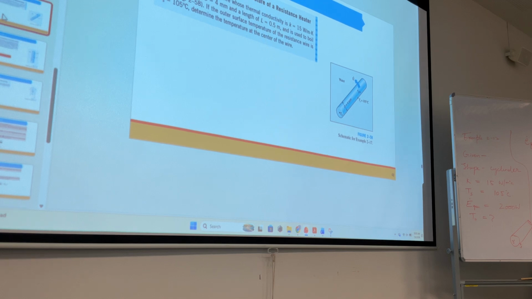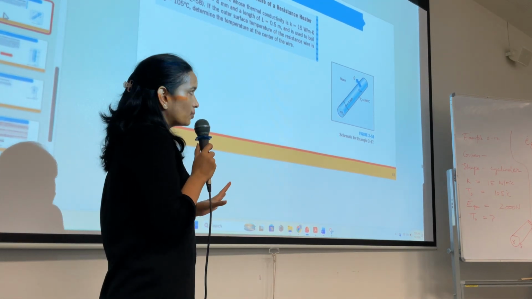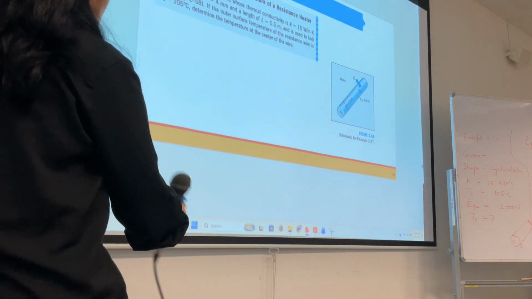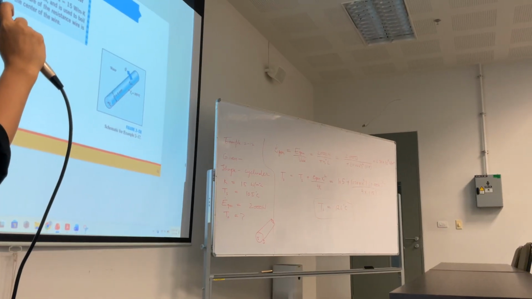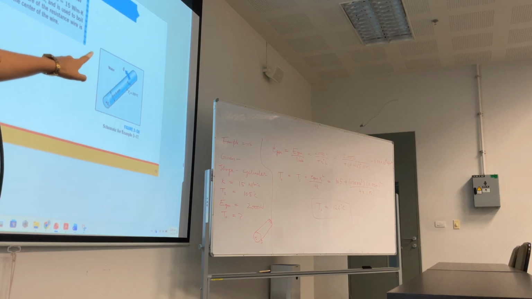So the wire is a cylinder, right? They are asking the temperature at the center, T0, right? And a 2 kilowatt resistance heater. So that is the total heat that it can generate. You divide it by volume, you will get heat generation per unit volume, right?